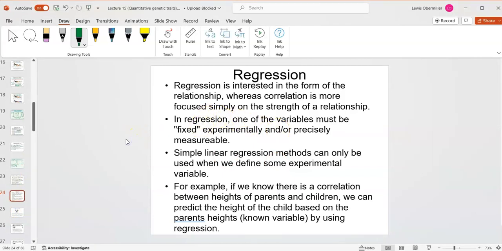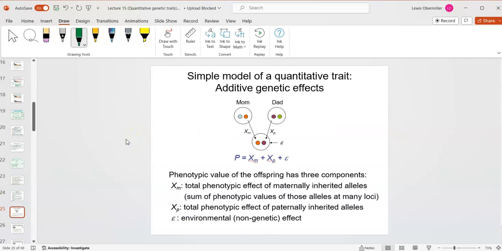So let's see. We want to know what is heritable, right? We have a genetics component and we have a phenotypic component. Maybe we feed the chickens more and they get bigger, or maybe they're just born genetically predisposed to be bigger. So if we let P be the phenotype in this model here, this is our phenotype, and this is the maternal component. This is the paternal, so mom and dad, plus environmental factors.